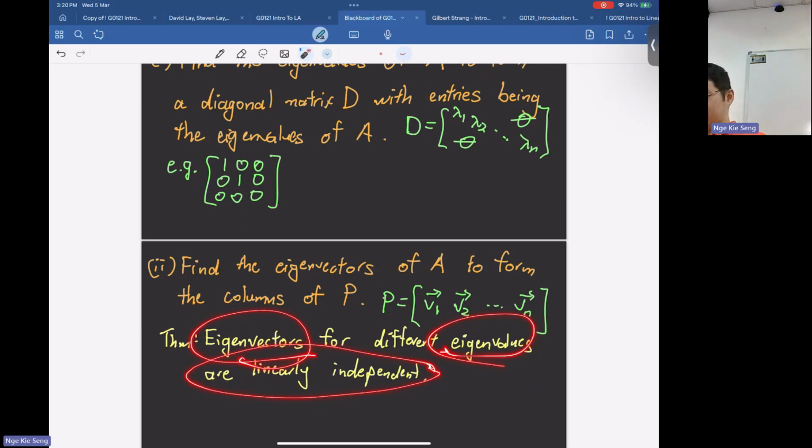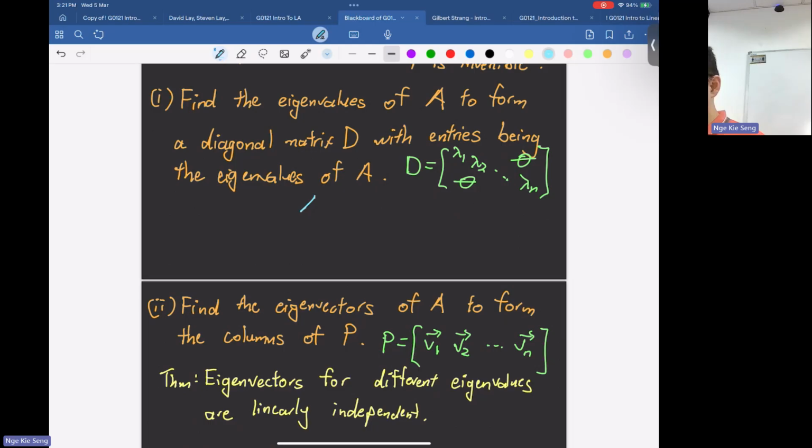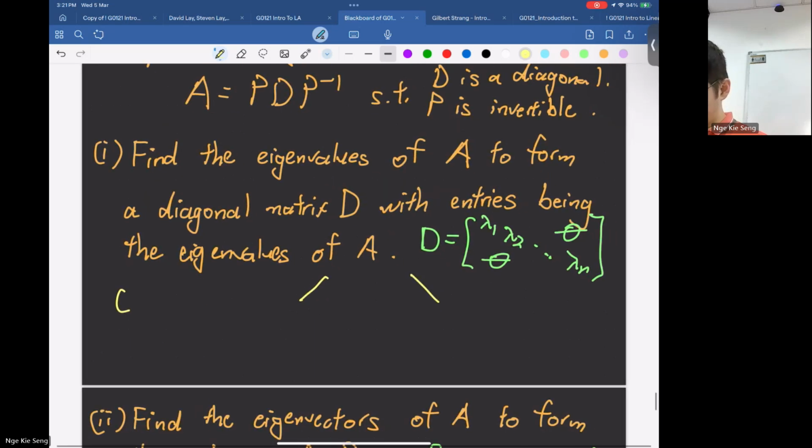But let's say there are three possible eigenvalues, right? But two of them are the same. Is it always diagonalizable or not? Actually the problem is, so let me put here, there are two cases here. Case A, case B.